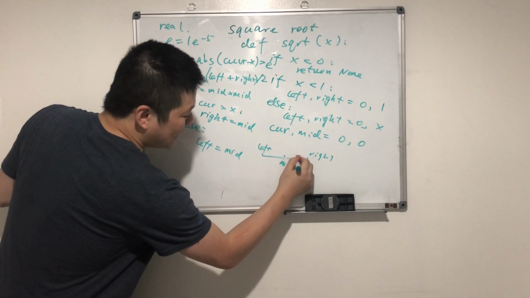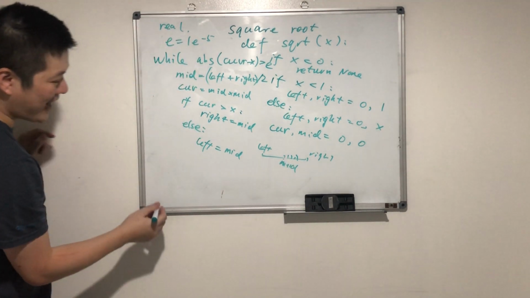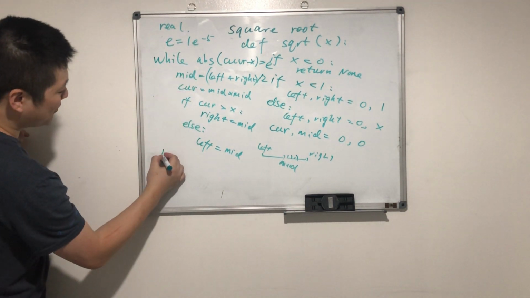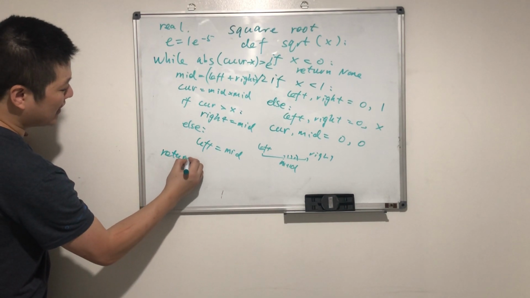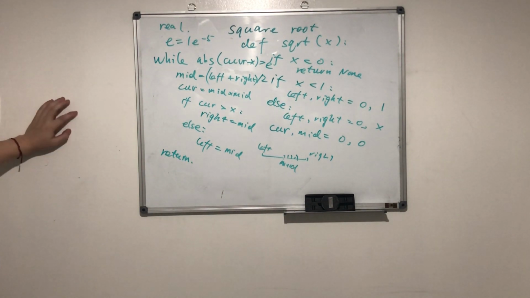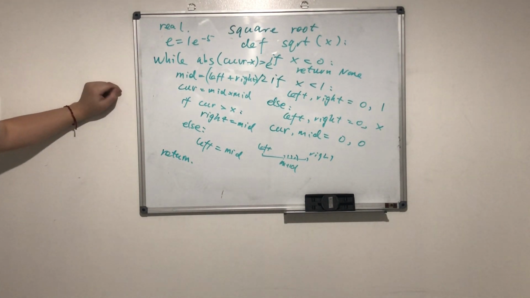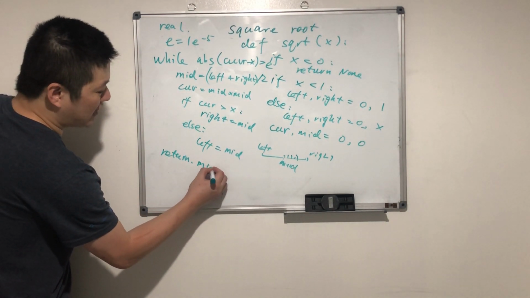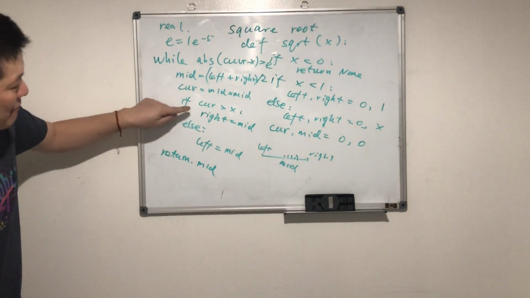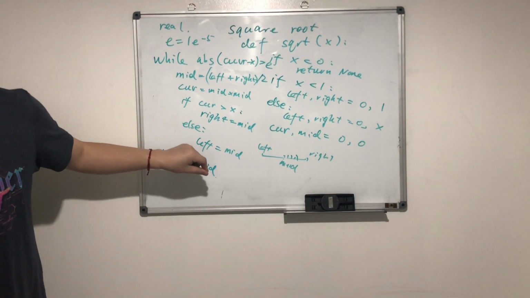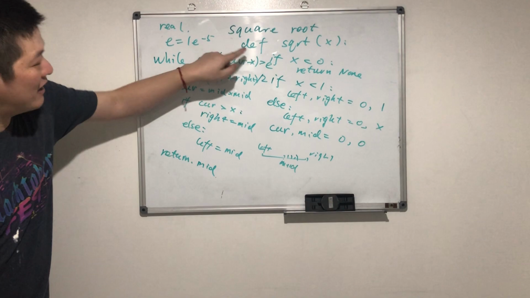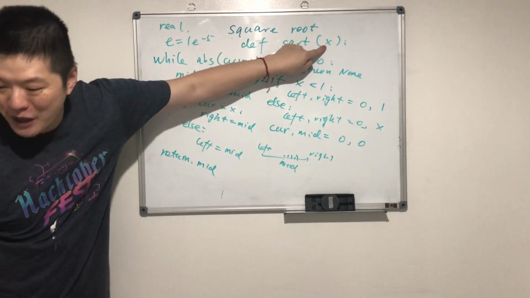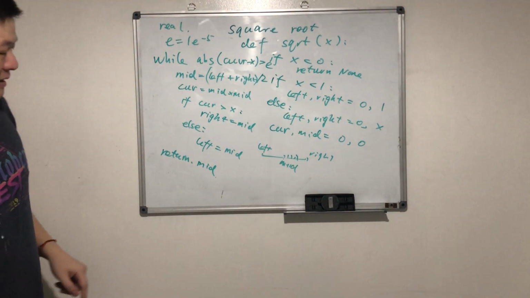So every time we cut into half. And after this, what should we return? Mid or current? Mid. Return mid, because mid is the value of the square root. Current is the square root times square root, the result we are comparing to x. Okay, coding time.